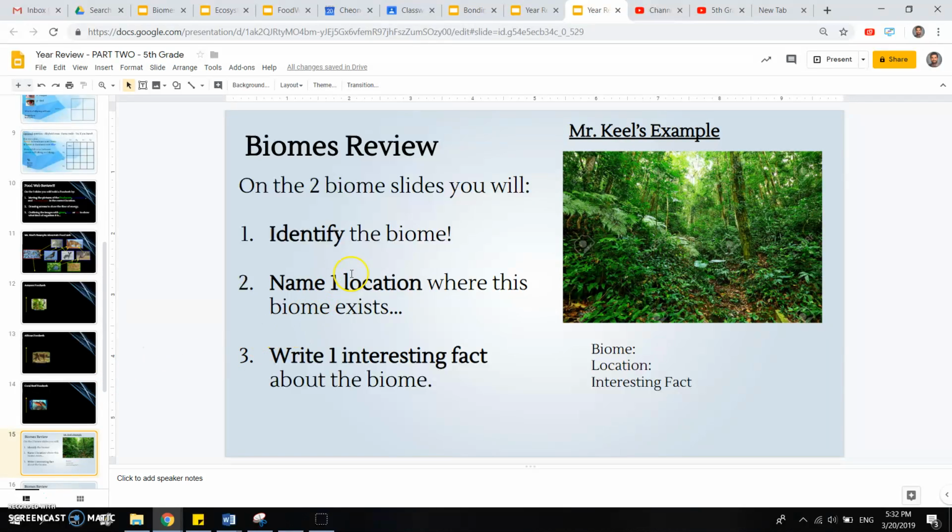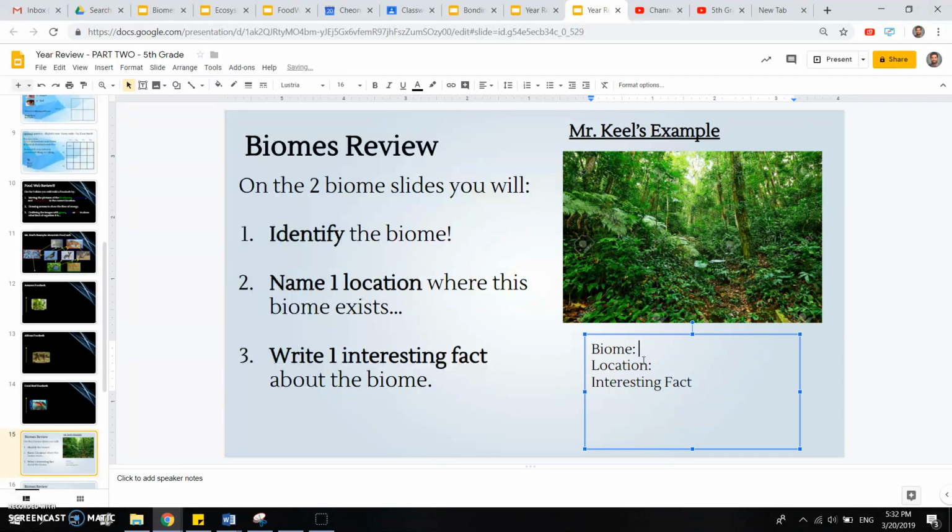In these biome slides, you're basically just identifying the biome, naming one location where it exists, and one interesting fact about it. So here's my example. Biome: this is the tropical rainforest. Location: I can look at my notes and see Brazil in South America.